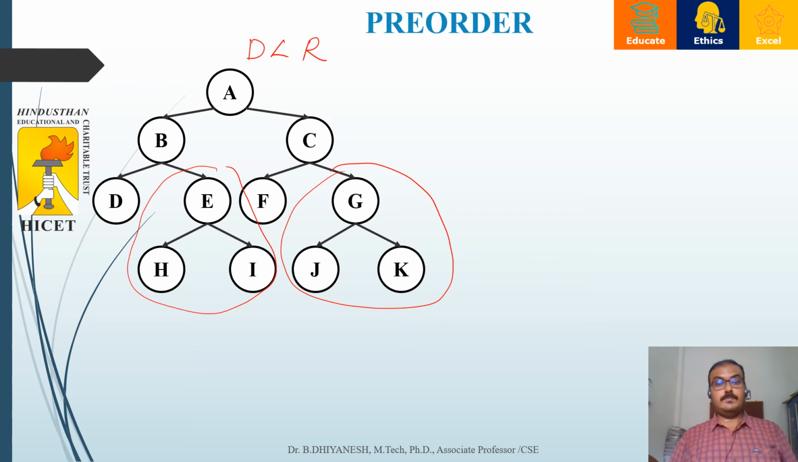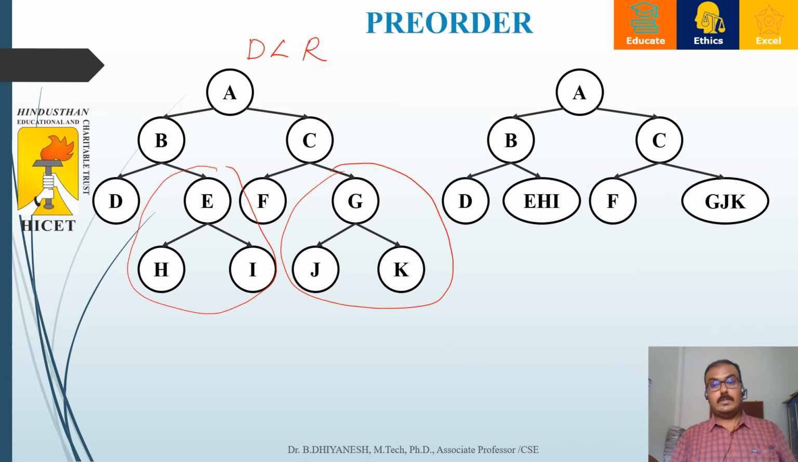If we solve this subtree, first the root node E, left subtree is H, right subtree is I. So E, H, I. And on this side the root is G, left subtree is J and right subtree is K. So G, J, K. Let me look at the answer. E, H, I and G, J, K.